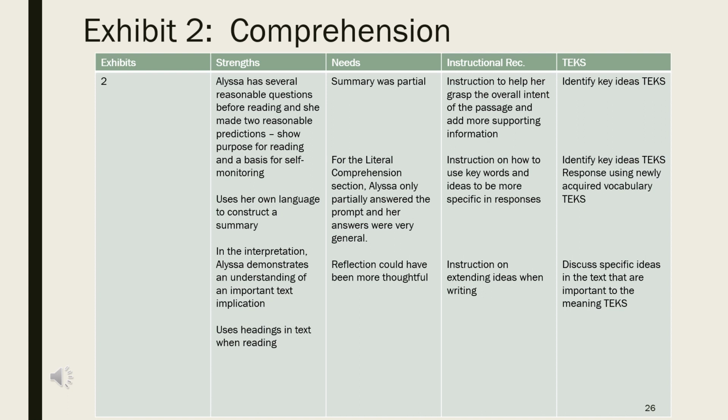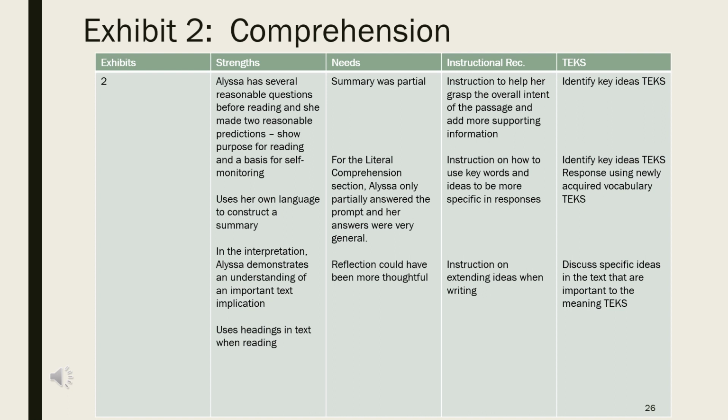She made 2 reasonable predictions, and this shows that she has a purpose for reading and a basis for self-monitoring when she's reading. Another strength is that she uses her own language when she constructs a summary. Another one is that in the interpretation, Alyssa demonstrates an understanding of an important text implication. So she's thinking deeper into the text and what the implications are. And then lastly, based on her answers, this was in the literal comprehension piece, I think, or the reflection, but she uses headings and text when she's reading to understand the reading better.